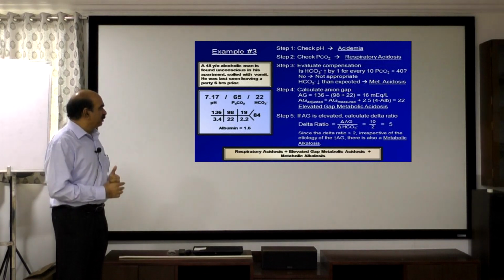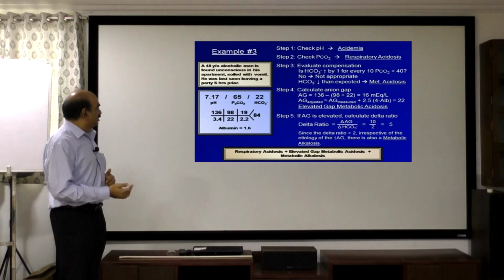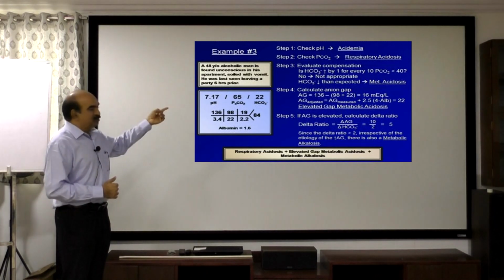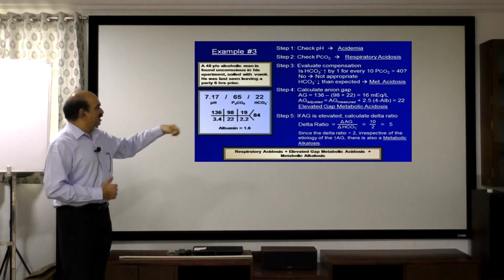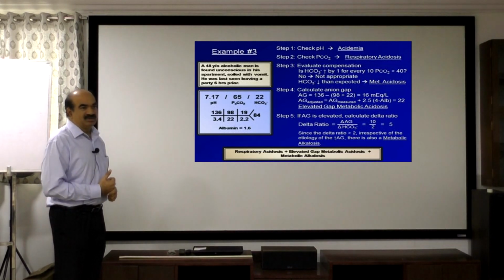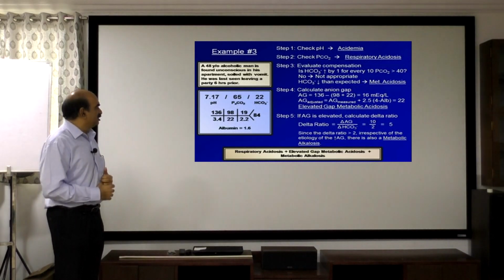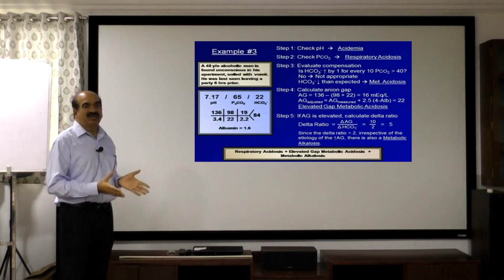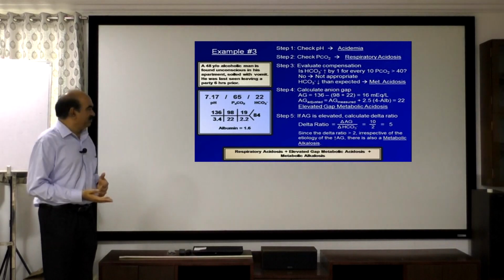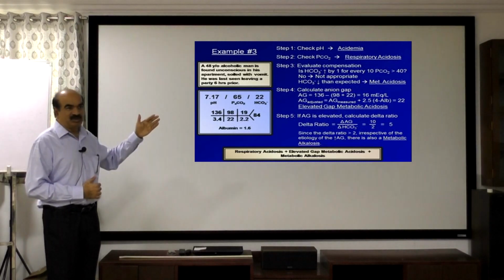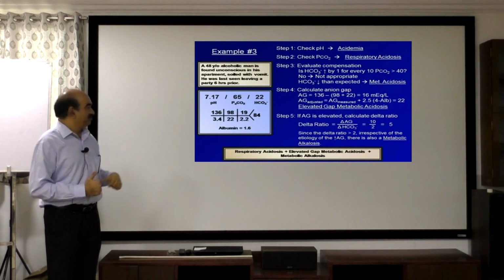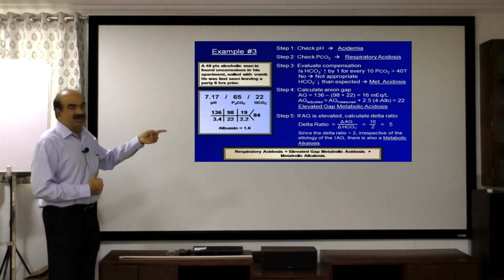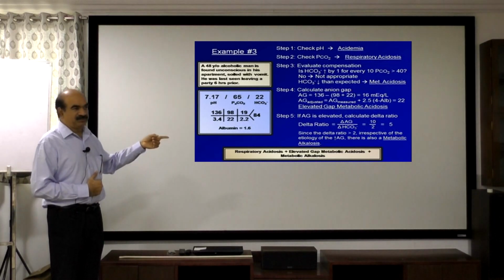But the delta bicarb is normal bicarb minus measured bicarb. Normal bicarb is 24, measured bicarb is 22. So bicarb difference is 2. 10 by 2 is 5. Normally how much delta ratio do we expect? Around 1. Here it is almost 5 times, more than 5. So there is an additional metabolic alkalosis process.